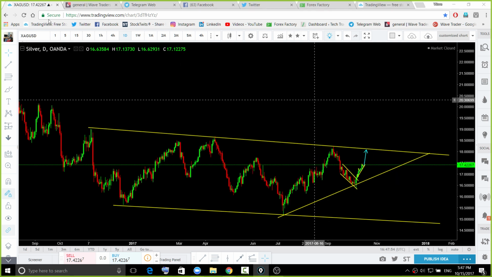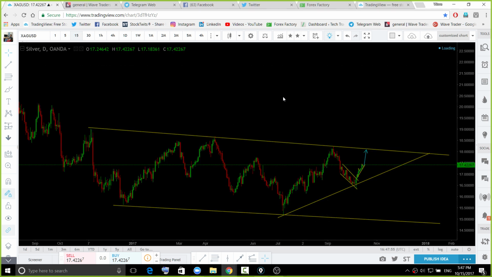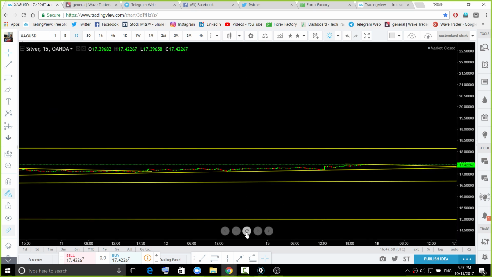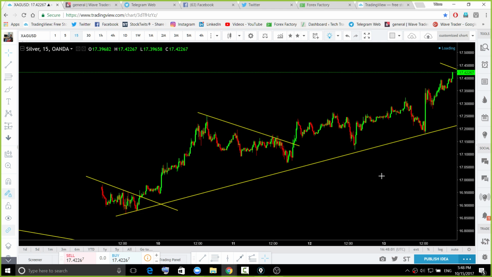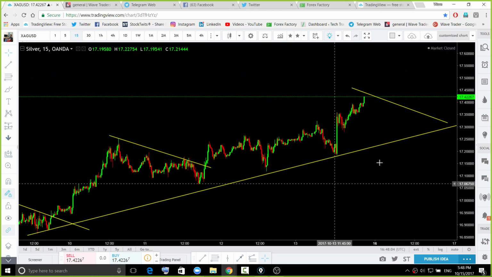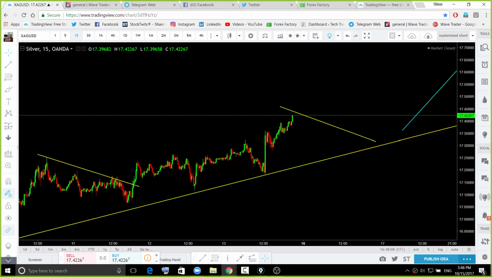So for right now, once the market is opening, I don't see a buy on these running candles. At least you need to look for this kind of pattern formation at this area, and then you need to look for a buy. Something like this formation.